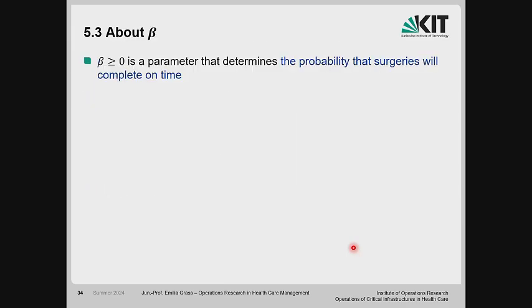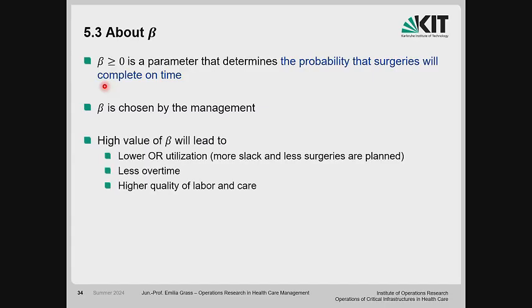And some words about beta. As I said before, this is a parameter that determines the probability that surgeries will complete on time, so will be punctual, and we won't have overtime. Every time something is difficult to determine, as a modeler we say the decision maker has to define beta, which is always the question of how to find a good value for beta. That's not that easy, because a higher value of beta will lead to, for instance, lower operating room utilization, so more slack and fewer surgeries planned.